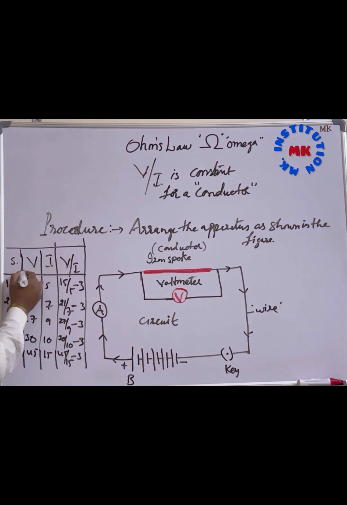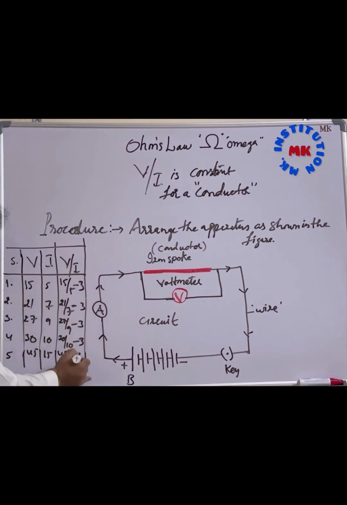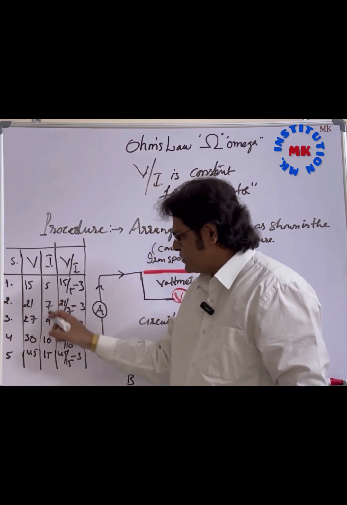Maybe the variables will be different here, but their ratio will be constant. Their ratio will be the same. They will be constant. Clear? Understood? Say 3, 3, 3, 3, 3. This is only an example. I have taken some values here.